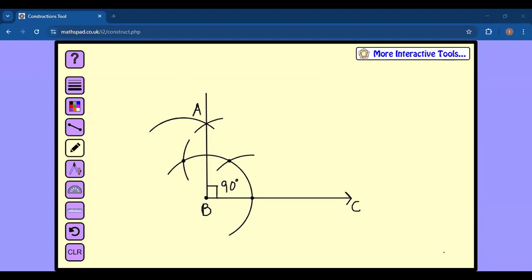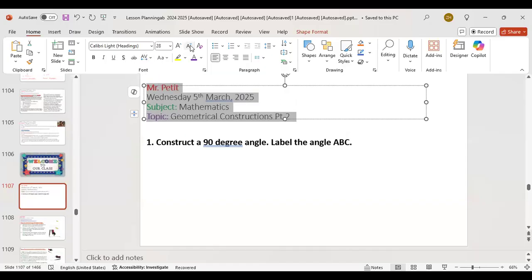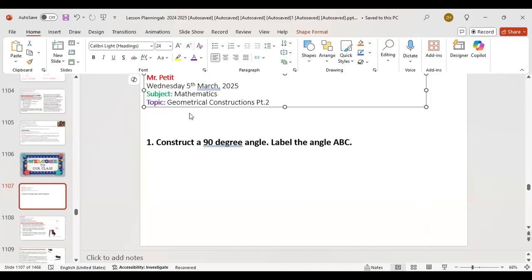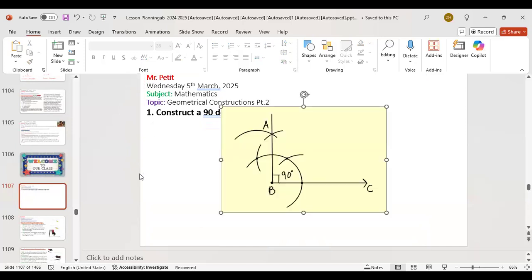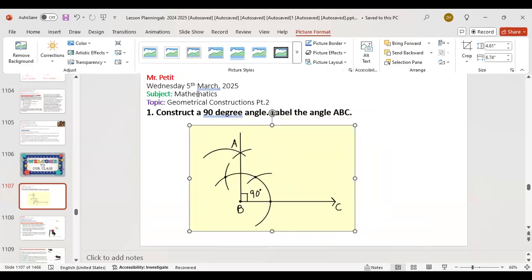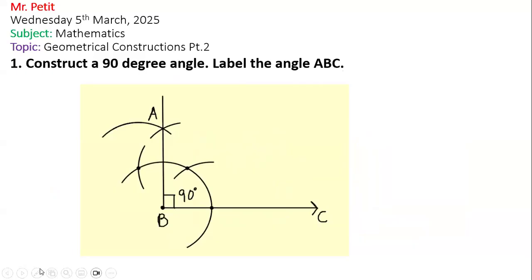So stop sharing screen. Let's go back here. And so we're going to go to this one. Remember, the question was to construct a 90 degree angle and label the angle ABC. And so we're going to say, hey, guess what? We did exactly what you told us to do. We constructed an angle ABC, and exactly 90 degrees.